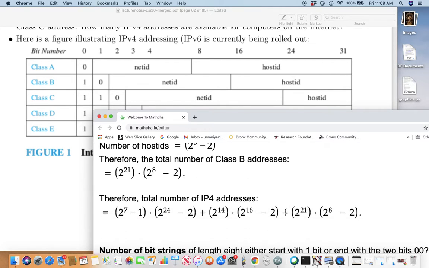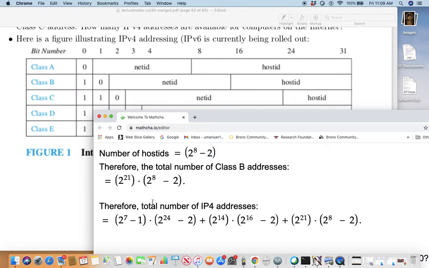So the total number of IP addresses is Class A addresses plus Class B addresses plus Class C addresses. Note there is nothing common in these addresses because Class A net IDs begin with 0, so no such net ID will show up in B and C. Class B net IDs begin with 10, so no B ID will show up in the others. So they are all disjoint collections of IDs, and that's why you can safely add them up.